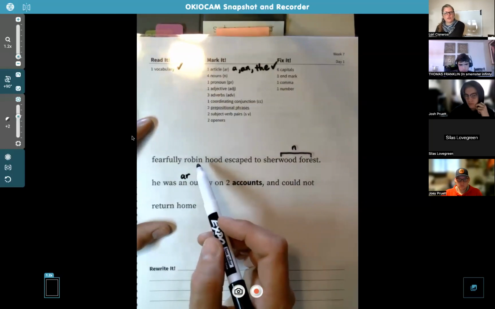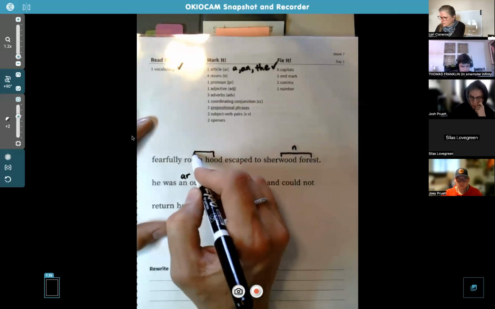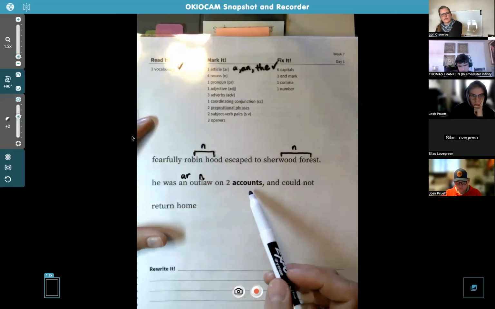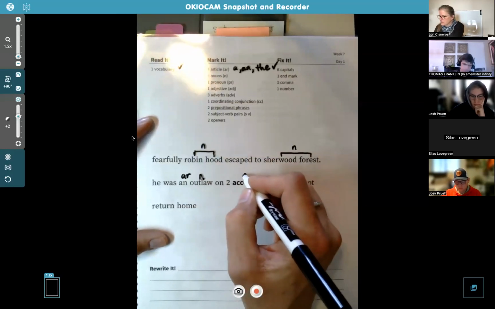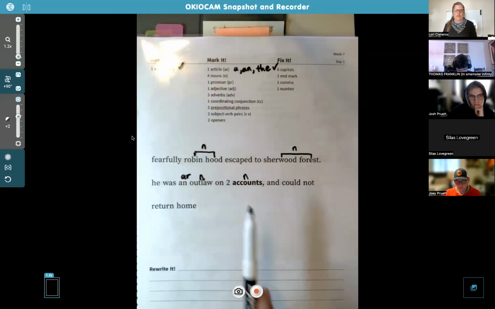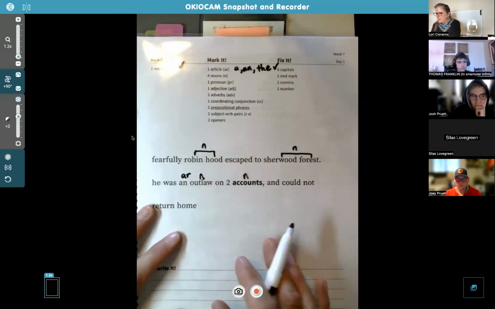I think you said this earlier. Robin Hood, actually. And then there's this one here. Oh, it's actually accounts, yeah, because those are reasons. And one of the clues is if you can count the word, and you have the number 2 before it, so obviously you can count how many accounts. So that's a clue to know that it's a noun.